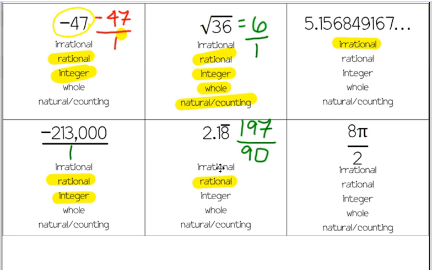And looking at the last one, if we have 8 pi divided by 2, anything that you see with pi is automatically going to be irrational. So anything with pi is irrational.